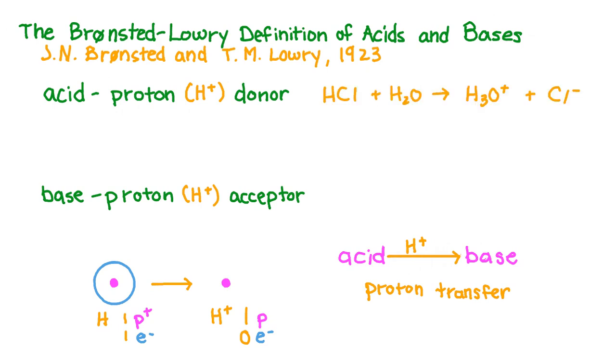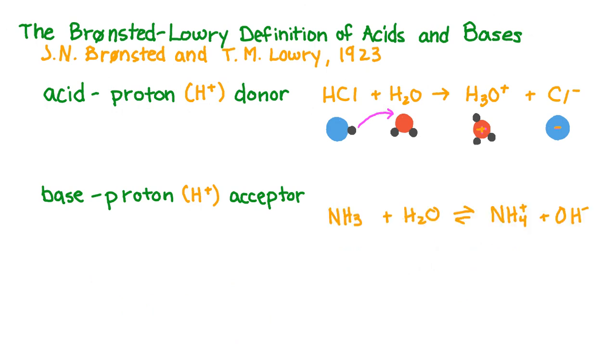We've already seen how HCl is an Arrhenius acid, but let's take a look at how it's also a Bronsted-Lowry acid. When HCl reacts with H2O, the proton on HCl gets donated to H2O. Since water gains this proton, it forms H3O+, and since HCl lost a proton, we're left with Cl-.